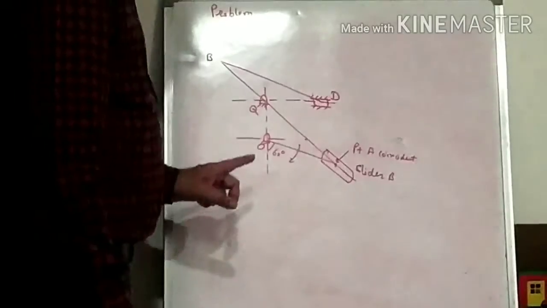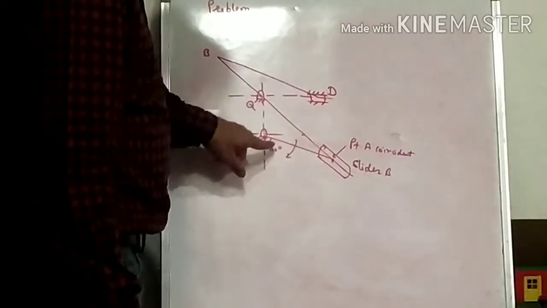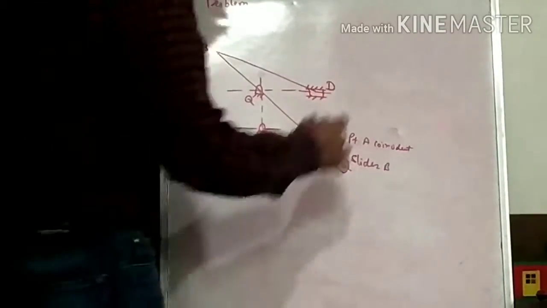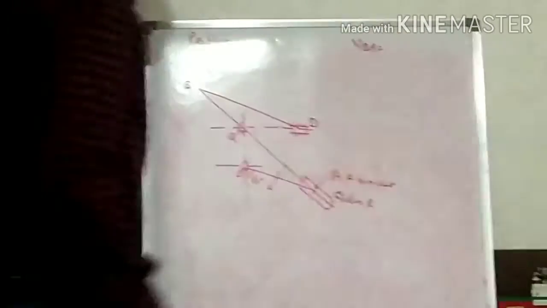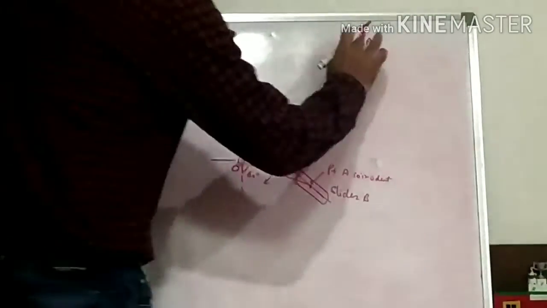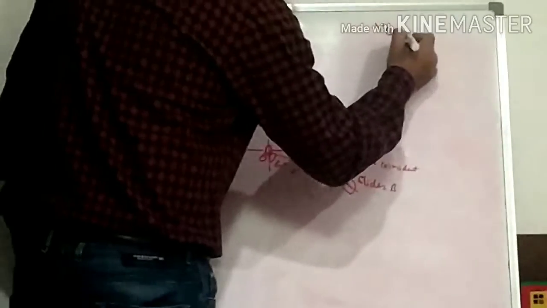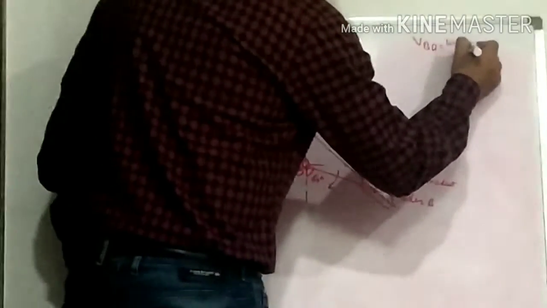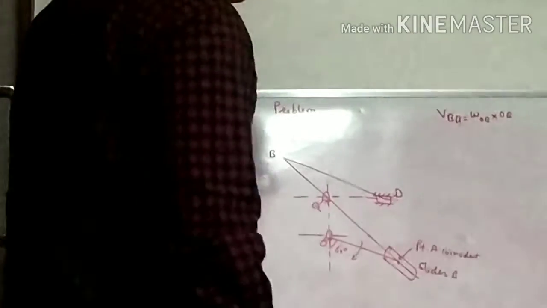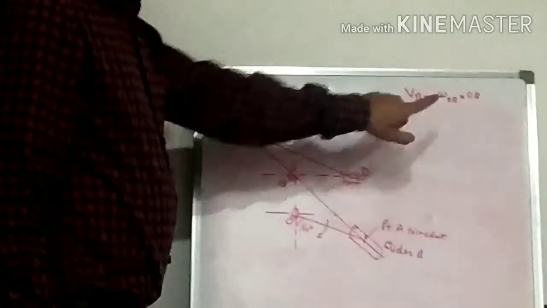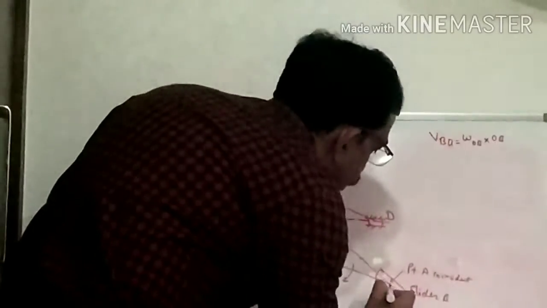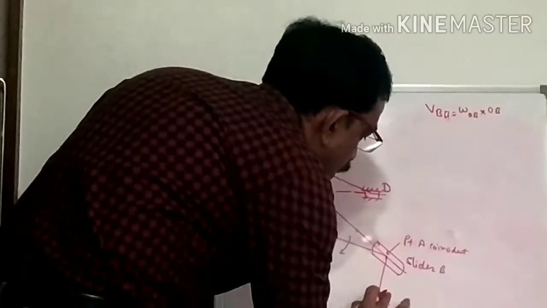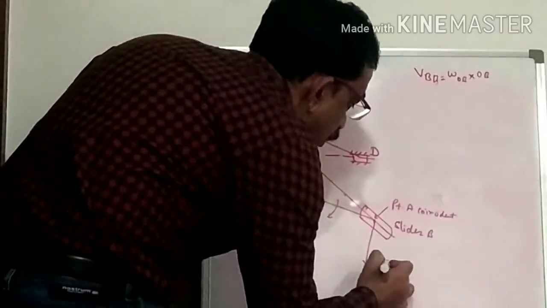Now in the velocity polygon, first we take the crank, that is the link OB. First we have to find the velocity of B with respect to O. So that is omega OB multiplied by length OB. From this we will get the magnitude of the velocity of B with respect to O. Its direction is perpendicular to link OB.